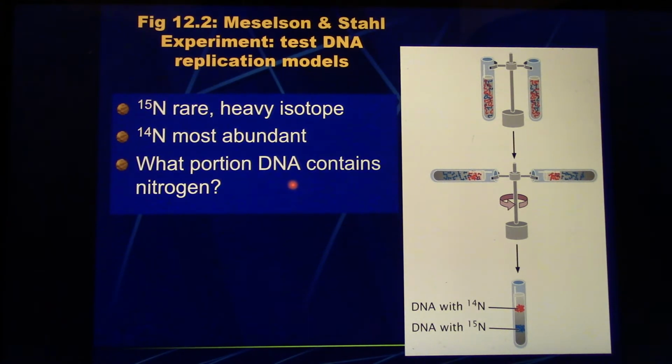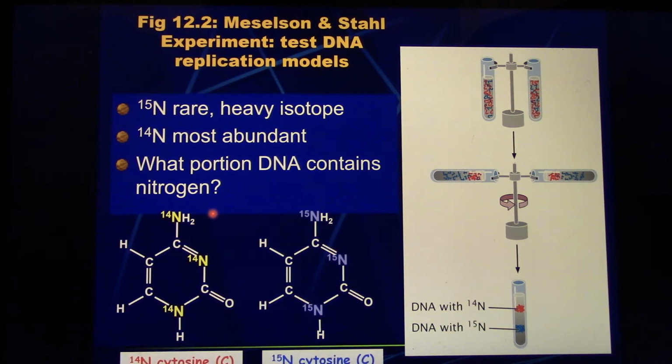Of course, my question to you is, what portion of DNA contains nitrogen? And you'll likely respond, well, Dr. Silverkey, of course, it's the nitrogenous bases. And so here we are looking at cytosine labeled with either nitrogen-14 or nitrogen-15, nitrogen-15 being heavier than nitrogen-14.